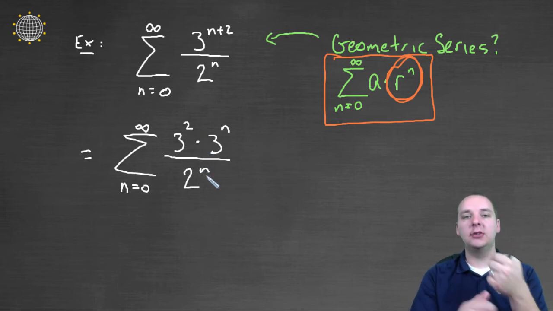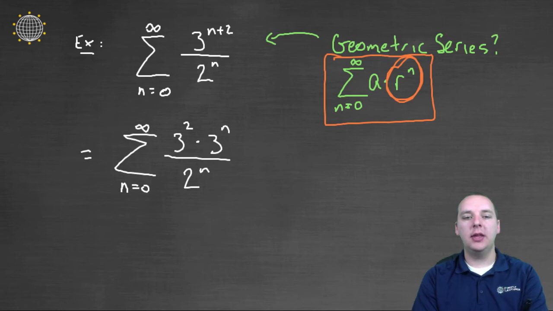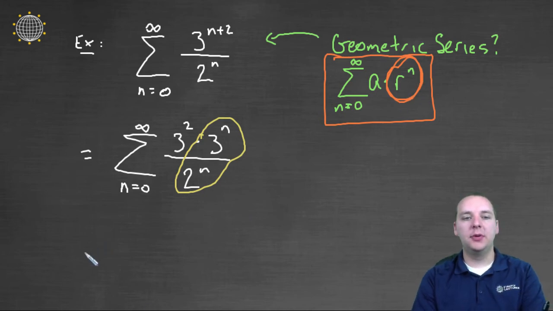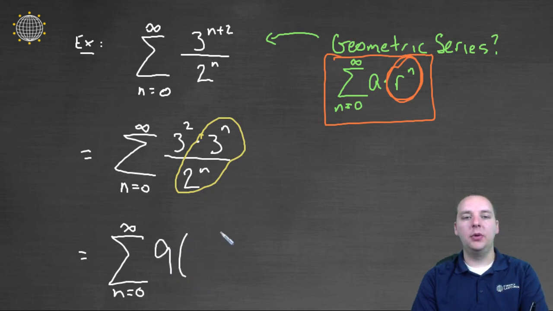I wanted to pull those extra 2 factors out so that these 2 terms right here can be combined into my r to the n. All right, so let's rewrite this one more time. We'd have the sum n equals 0 to infinity. We'd have 3 squared, which is 9, and then we would have 3 halves to the nth power. Right? Awesome. We did good.